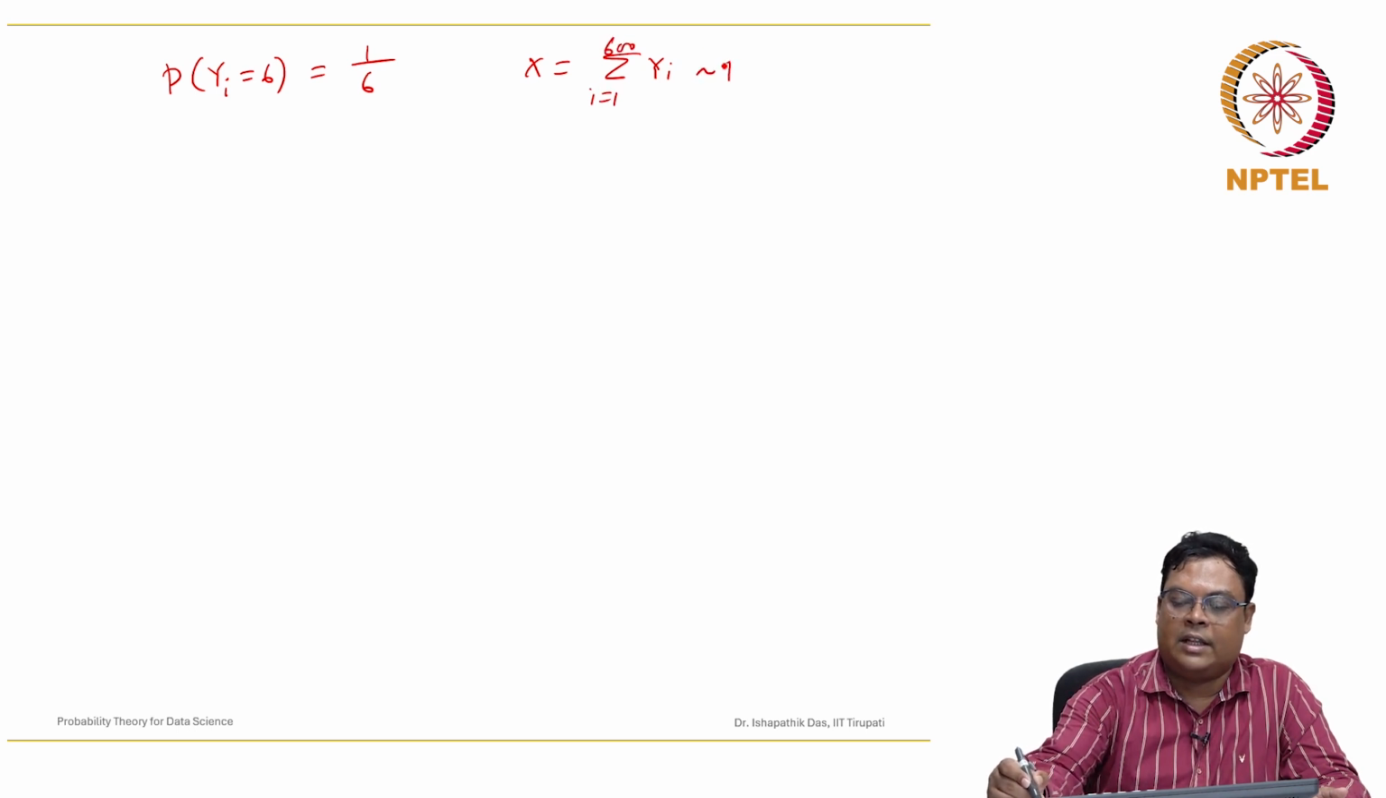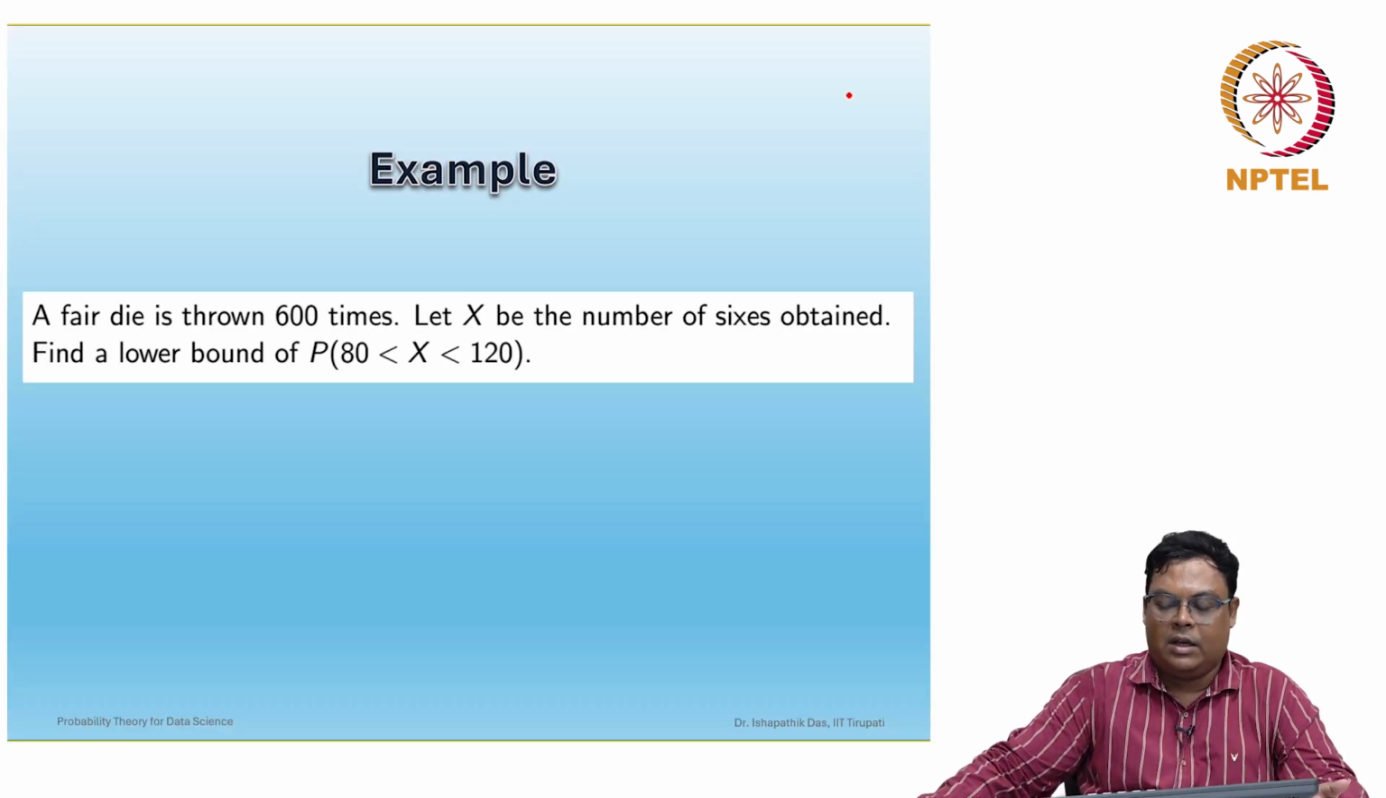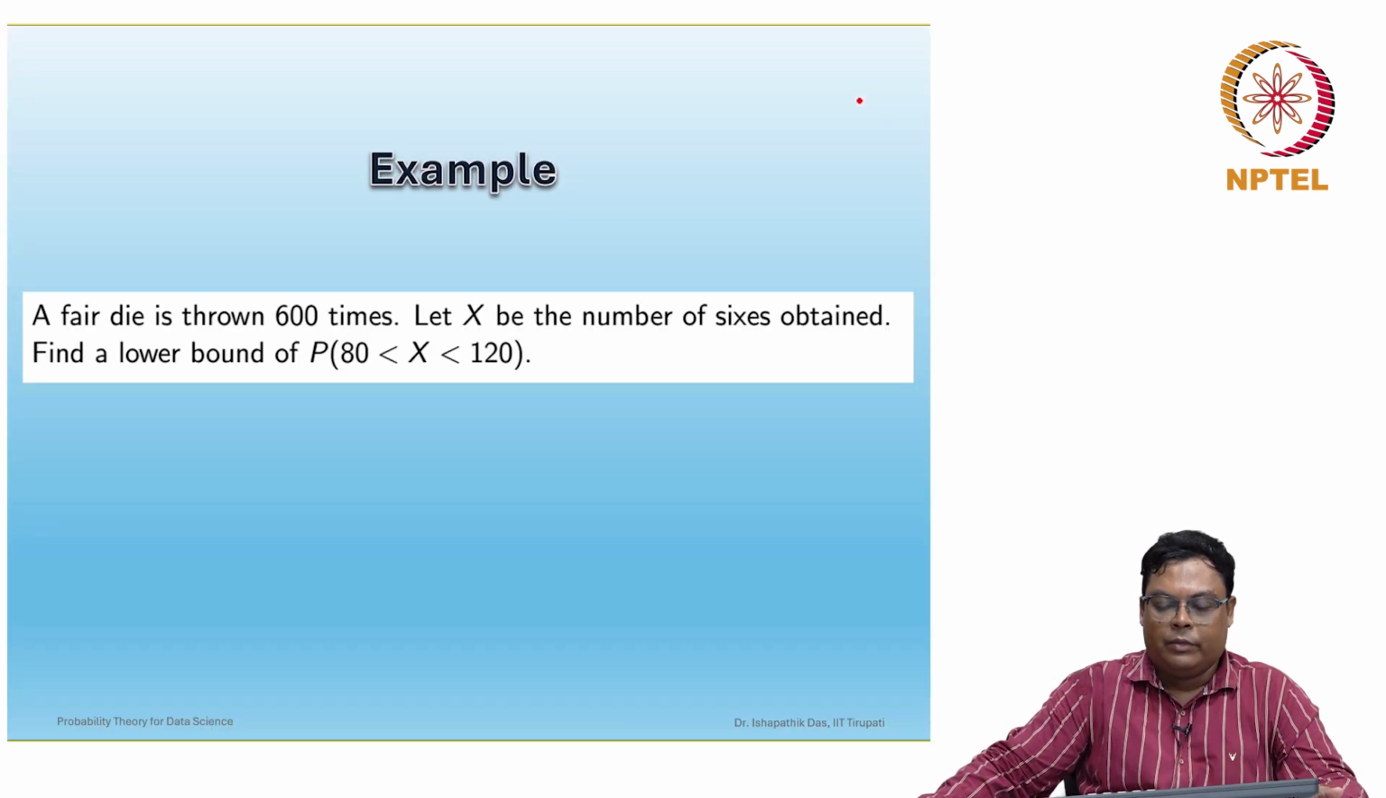So we know that X is a binomial distribution with parameters n = 600 and p = 1/6, the probability every time. Now it is asked to find the lower bound of this probability. X is a binomial distribution with n = 600 trials and p = 1/6. Now we have to find the lower bound of this probability.